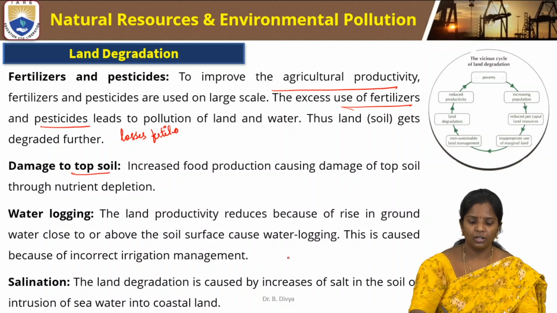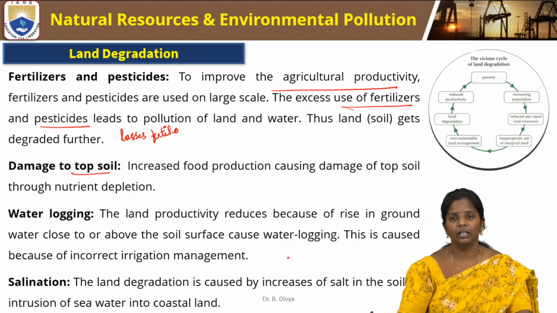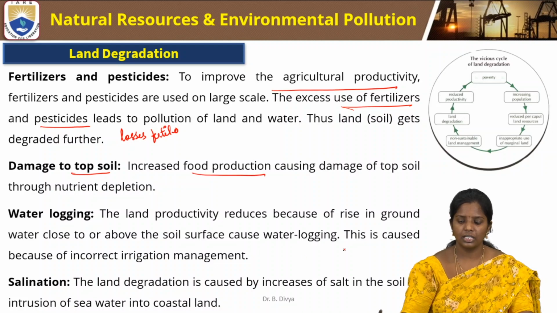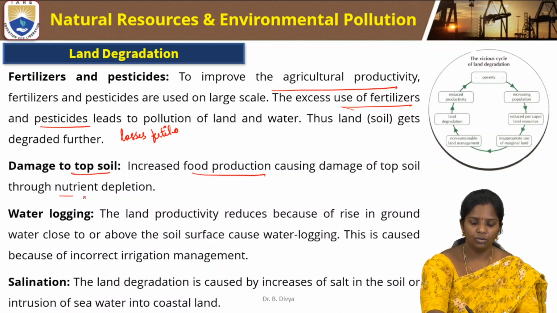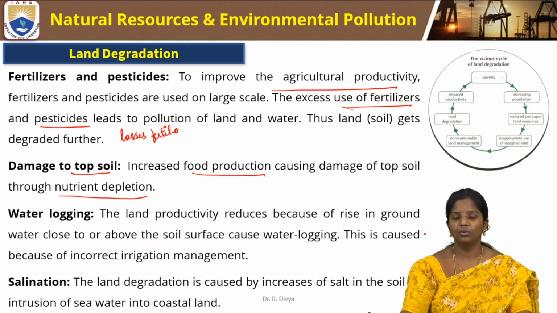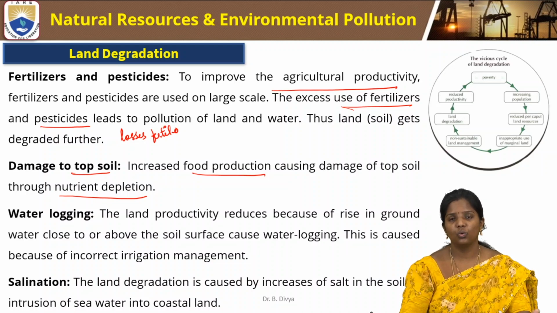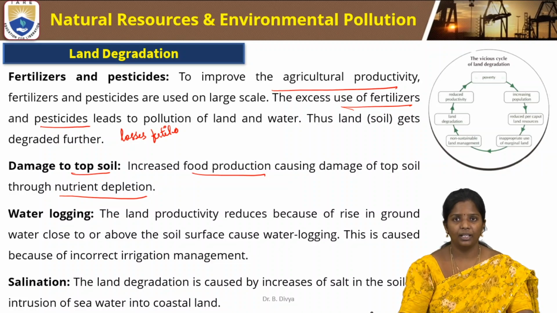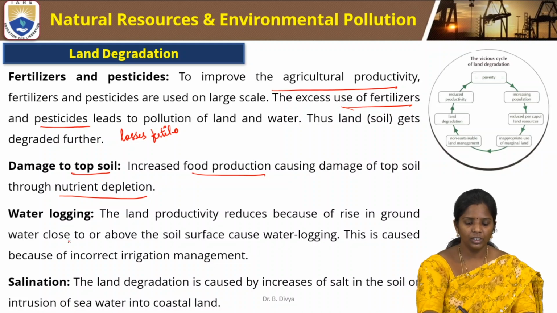And damage to the topsoil. As I have told earlier, humus is a very nutrient-rich layer, the top layer of the soil. Increased food production causes damage to the top layer through nutrient depletion. Humus formation happens only when there are many trees present, so that the fallen leaves, grasses and weeds form into the humus layer. But whenever there is nothing like that, the nutrient layer, which is the top layer available, will be depleted. So, waterlogging.